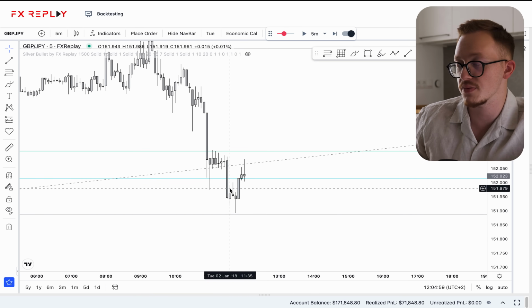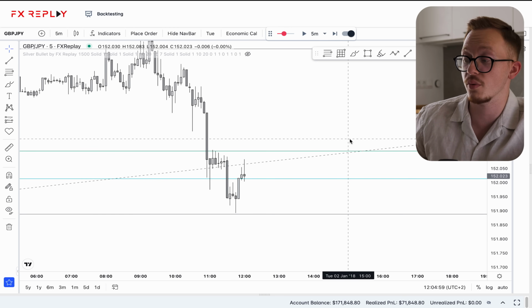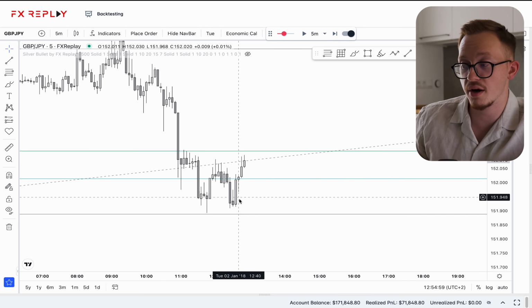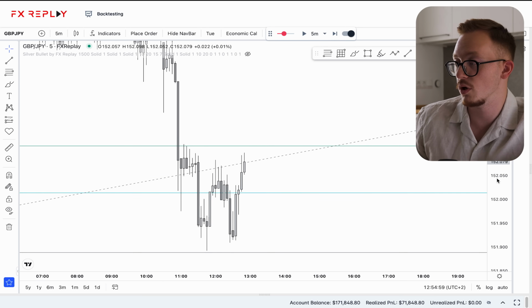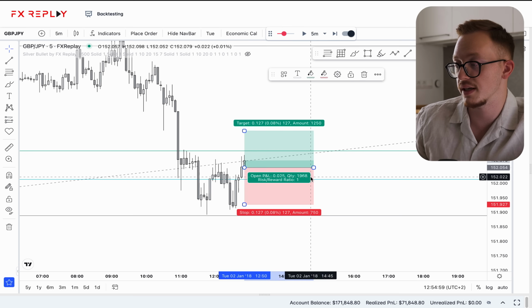Also, this is not displacement, right? This is what displacement looks like, so we want this to happen the other way around. As you can see right now, we are having some displacement higher. So what we are doing right now, we are going to the first fair value gap that we encounter. We're going to take an entry from there.